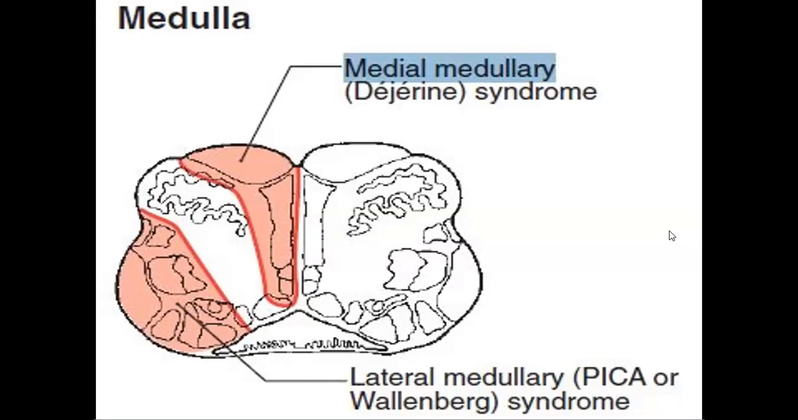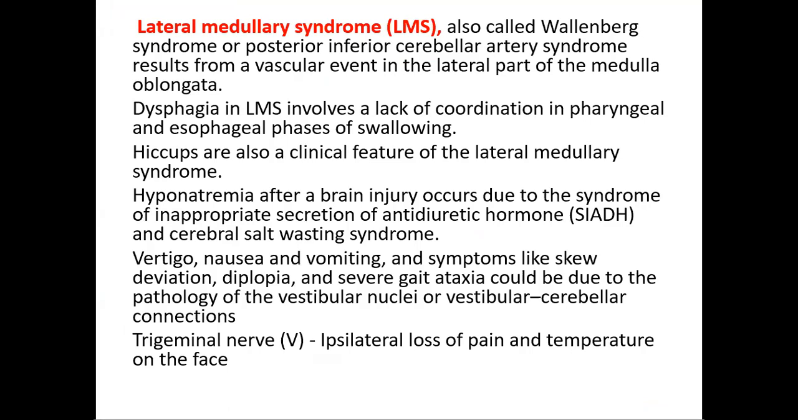This is because of SIADH. Antidiuretic hormone gets secreted inappropriately, so the person can have lower sodium levels. We call it hyponatremia. Other than that, we have ipsilateral loss of pain and temperature of the face. Why do we see this? Because there is harm to the trigeminal nerve, which is our 5th cranial nerve. Whichever structures you see in the slide diagram for lateral medullary syndrome, the symptoms of those respective structures are the pathologies that will occur when they are affected on the lateral side.